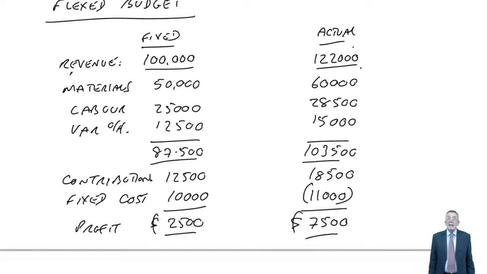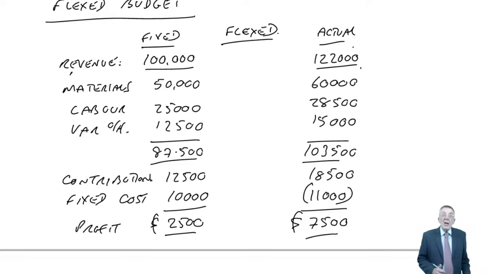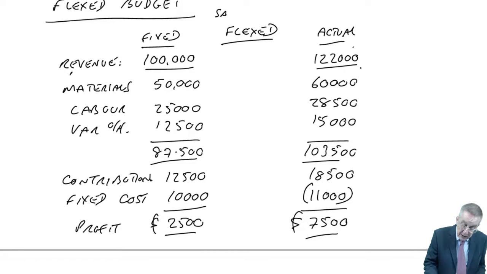And so if we're going to use it in this way, to be fair, to make proper use of it, we should compare what we actually spent with what we should have spent for the actual level of sales and production. And so to make it a sensible comparison, we what we call flex the budget. And we rewrite the budget for the actual sales and production.